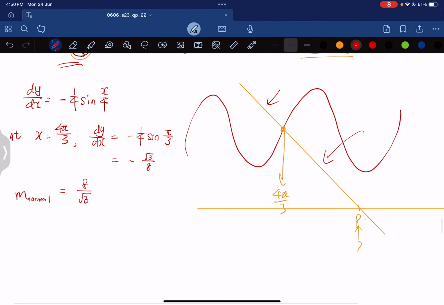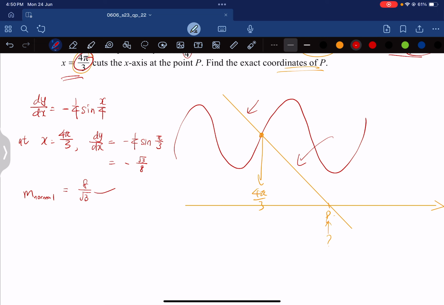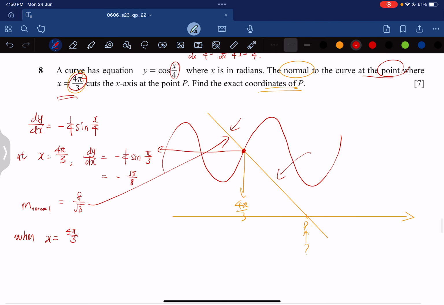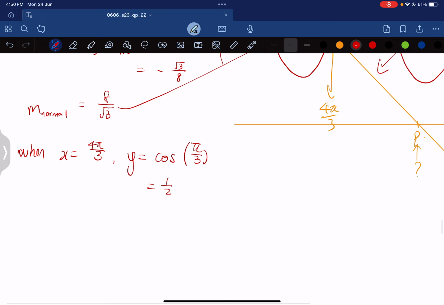To make things clearer, this is the normal. So we know the gradient of this line, and we need to know this point. When x equals 4 pi over 3, we need to substitute into the curve to find the y coordinate of this point. So y would be cosine of 4 pi over 3 over 4, so pi over 3. So cosine 60 is 1 over 2. Which means that the normal point is this.